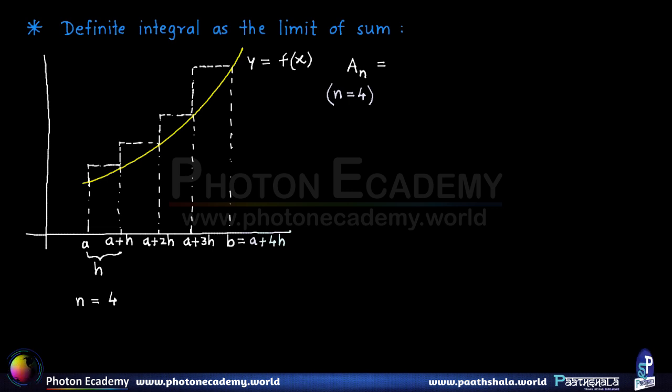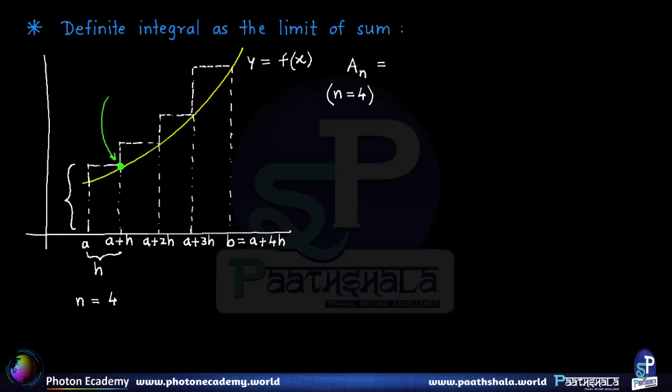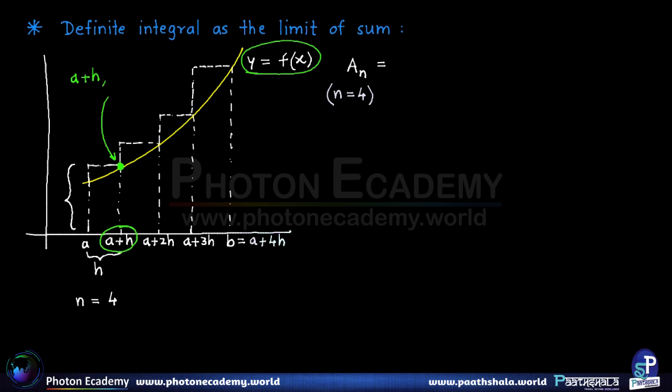Now if you look at the first rectangle here, we want to find out what is the length of that particular rectangle, isn't it? So for that, let us concentrate on this particular point. If you observe, its x coordinate is a plus h, isn't it? So therefore the x coordinate is a plus h, and the y coordinate will be given by the expression of the function. So that will be nothing but f of a plus h. Right? So that's the x and y coordinate pair of that particular point.